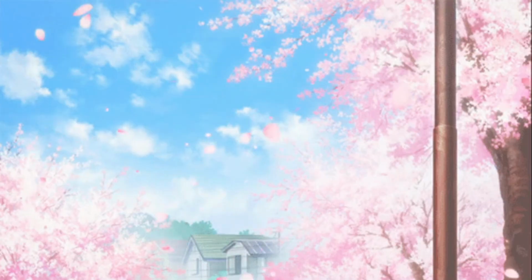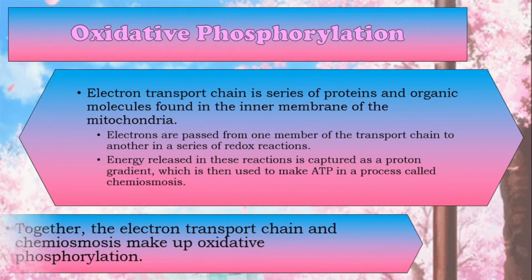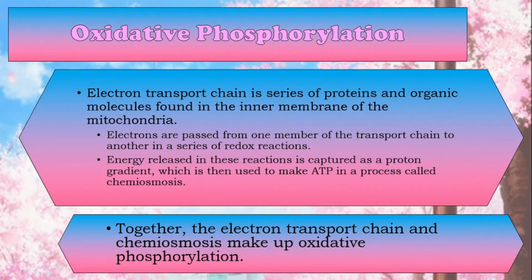The next process involved in cellular respiration is oxidative phosphorylation. The electron transport chain is a series of proteins and organic molecules found in the inner membrane of the mitochondria. In this part, electrons are passed from one member of the transport chain to another in a series of redox reactions. Energy released in these reactions is captured as a proton gradient, which is then used to make ATP in a process called chemiosmosis. Together, the electron transport chain and chemiosmosis make up oxidative phosphorylation.